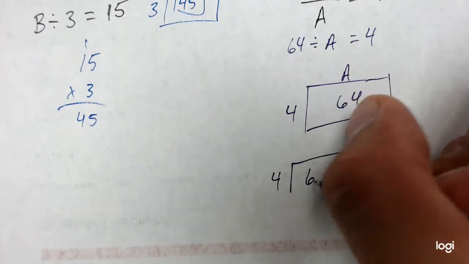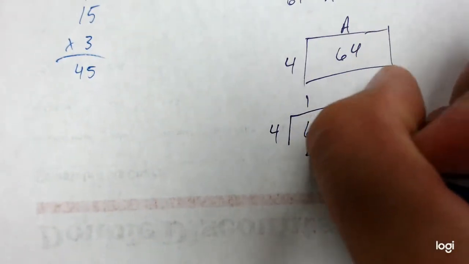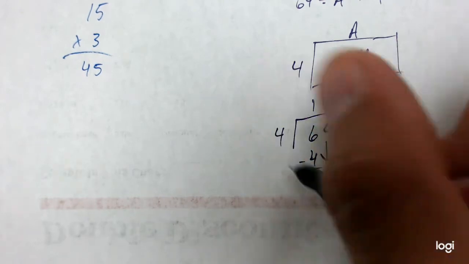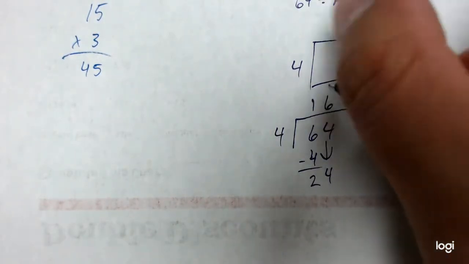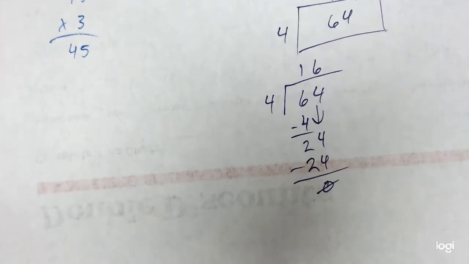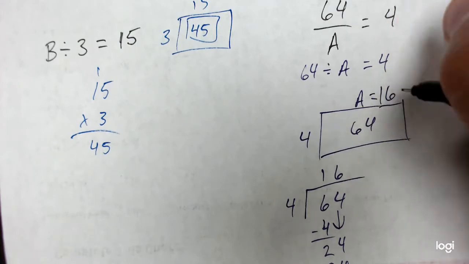We'll take 4 and do 64. 4 goes into 6 one time. 1 times 4 is 4. 6 minus 4 is 2. Bring down the 4. 4 goes into 24 6 times. 6 times 4 is 24. Subtract. I get 0, and we're done. So the final answer is a equals 16.